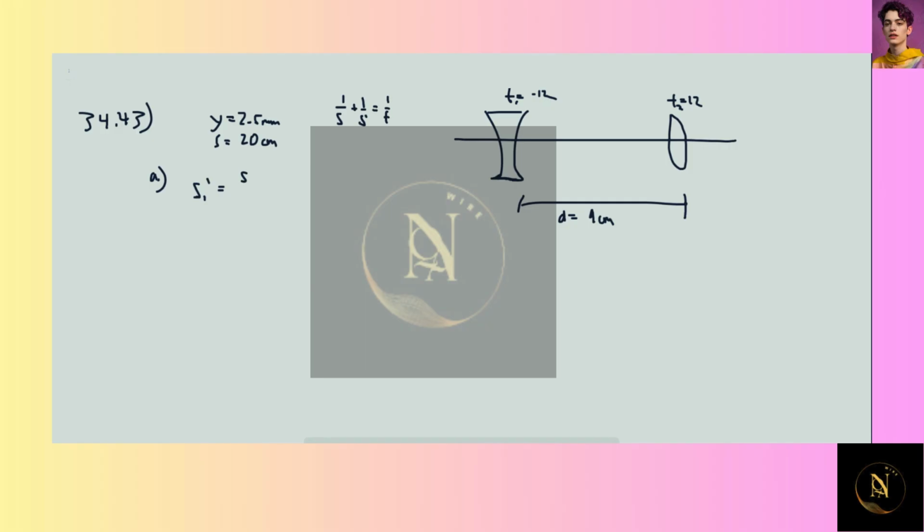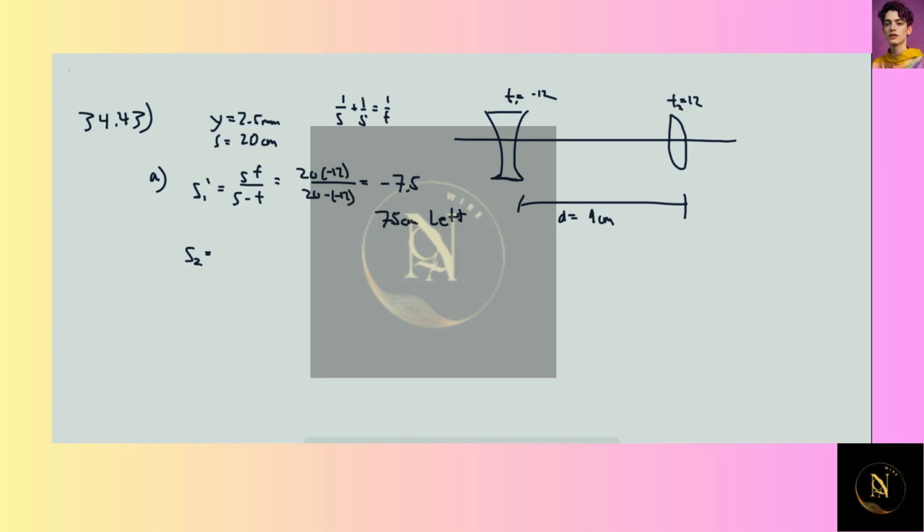We see that this is S f over S minus f. So this becomes 20 times negative 12 over 20 minus negative 12. If you plug that in your calculator, we should see that this is negative 7.5. What that means is that the image from the first lens is 7.5 centimeters to the left of the lens.